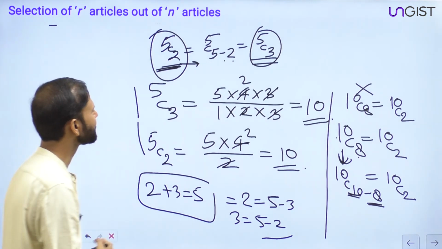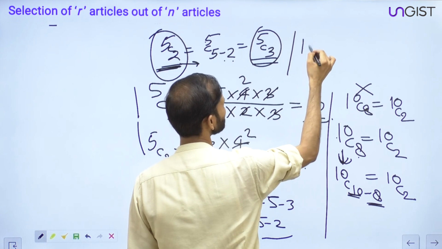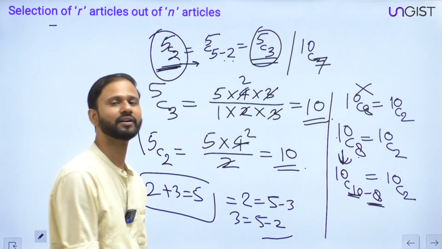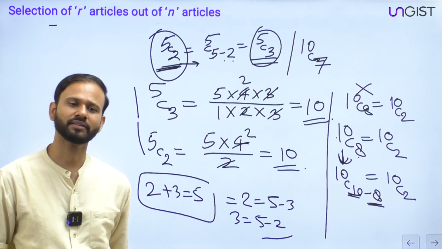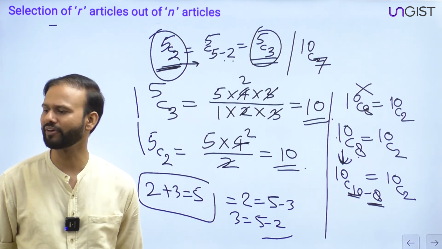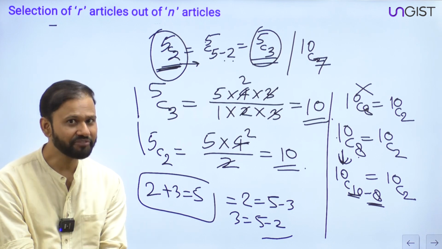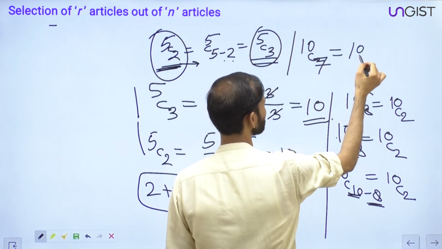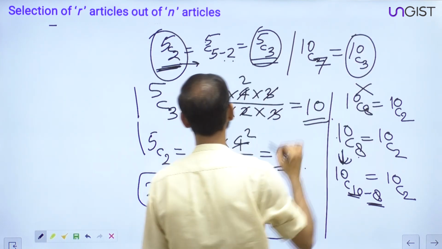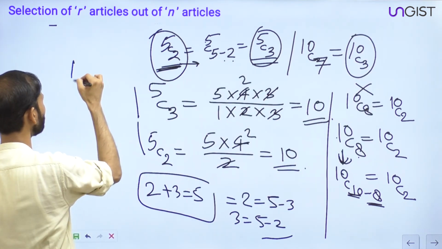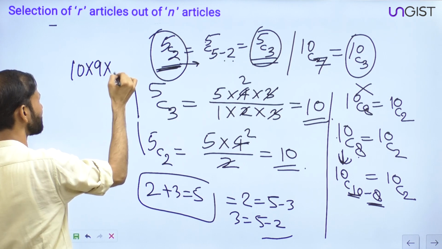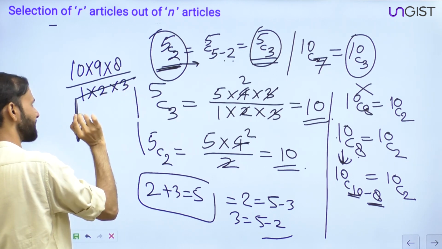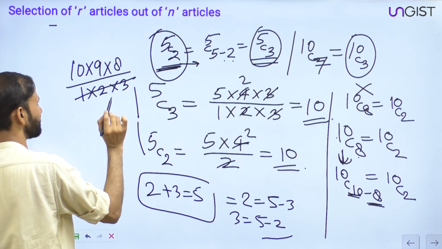Okay, suppose now you need to find the value of 10C7. What will you be finding? You will be finding 10C3, very correct. And what will be the value of 10C3? 10C3 will be 10 into 9 into 8 divided by 1, 2, 3, right? So 1, 2, 3 is 6, right?